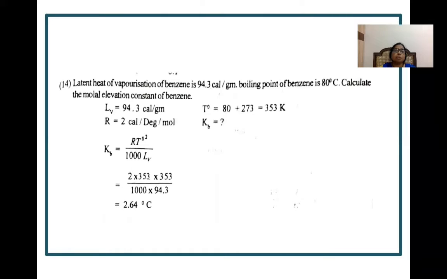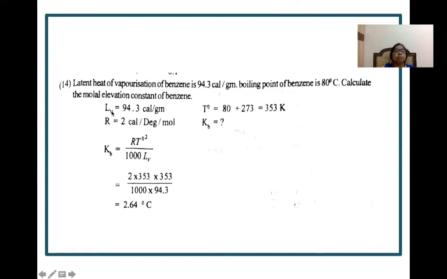Next we'll do some problems. The first one is: latent heat of vaporization of benzene is 94.3 calories per gram. Boiling point of benzene is 80 degrees centigrade. Calculate the molar elevation constant of benzene.